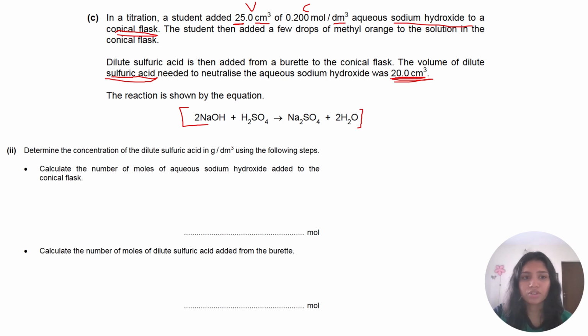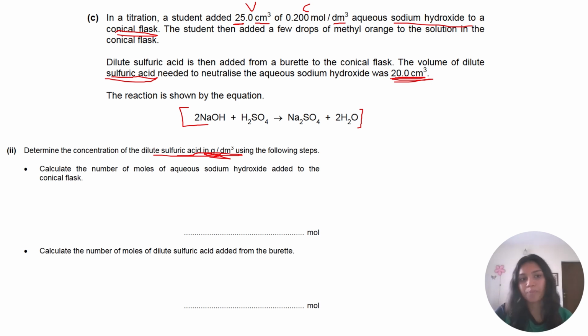The first question is: determine the concentration of dilute sulfuric acid in grams per dm³ using the following steps. So now we're going to go step by step to answer this main question. We need to find the concentration of sulfuric acid in this burette. Here we've only got the volume. We don't need to find it in mol per dm³, we need to find it in grams per dm³.